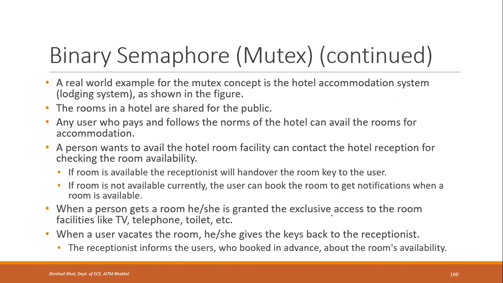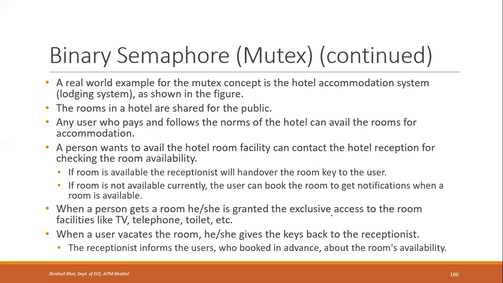So the real world example for the mutex concept, or the binary semaphore concept, is the hotel accommodation system. Unlike dormitories, where within a room there are multiple beds which can be shared by multiple people, in a hotel accommodation system, one room is occupied by only one occupant or his partners, whoever comes with him. It's not like you can share the beds with unknown people inside a hotel. The rooms in a hotel are shared for the public. Any user who pays and follows the norms of the hotel can avail the rooms for accommodation.